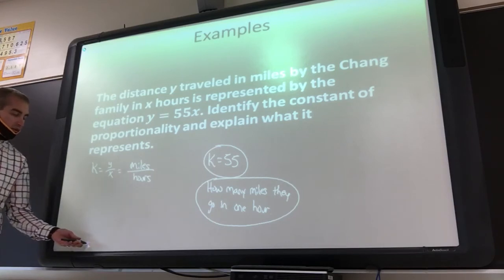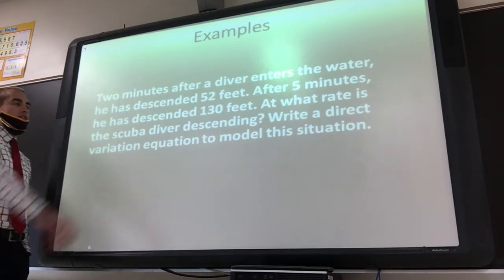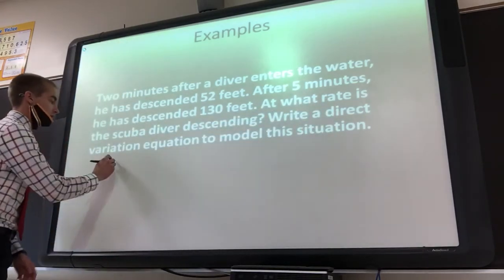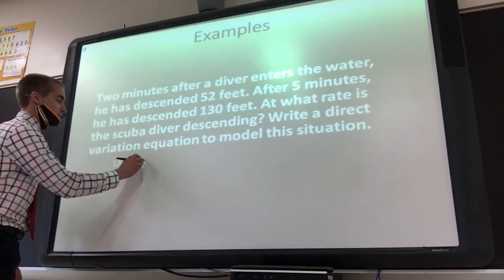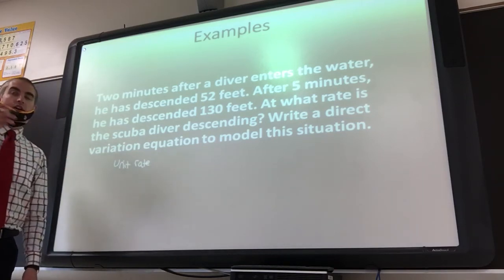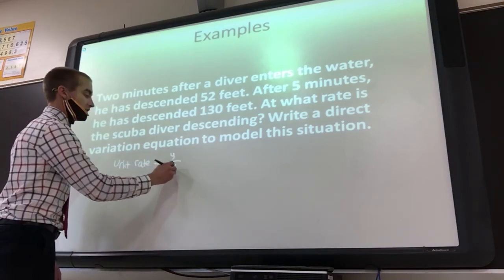All right, another thing that we're going to have to do, and we've actually already got practice doing this, is writing the equation. Okay? So 2 minutes after a diver enters the water, he's descended 52 feet. After 5 minutes, he has descended 130 feet. So first question, at what rate is the diver descending? Rate right here is actually the unit rate. So that's what we're trying to find. And the unit rate, or K, or the constant of proportionality, or the slope, is always y over x.